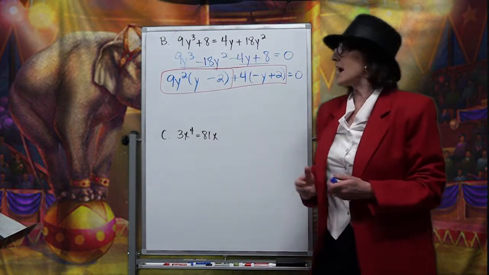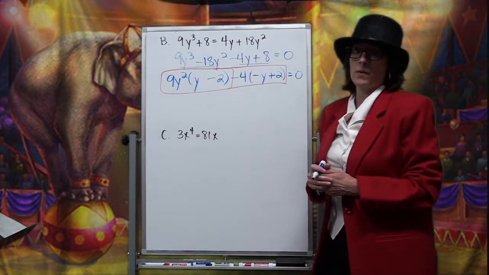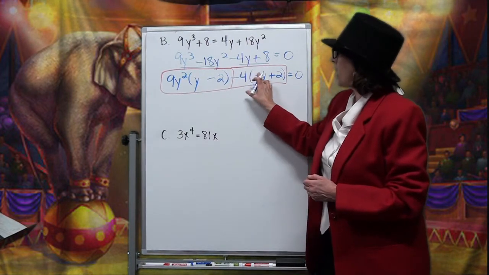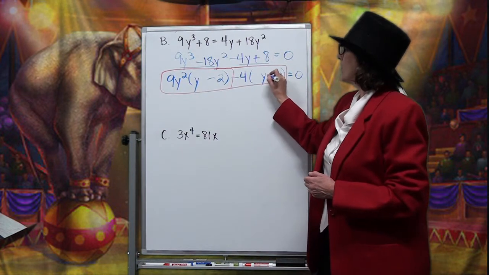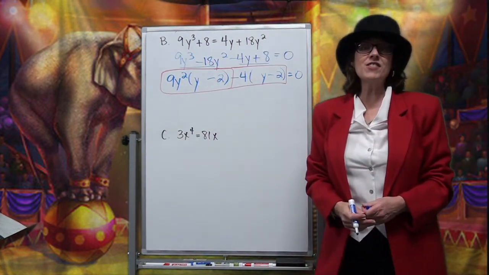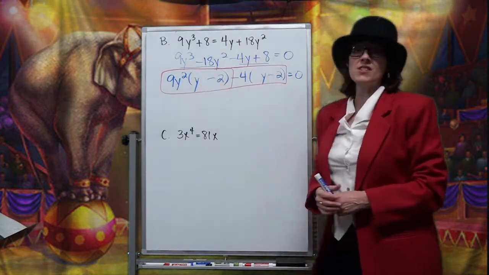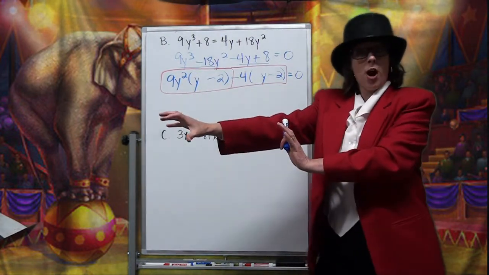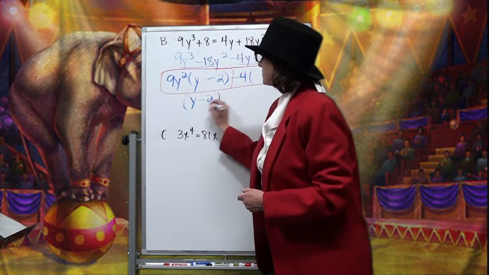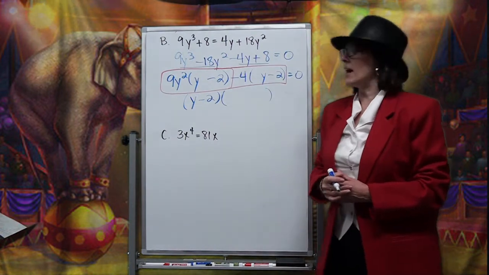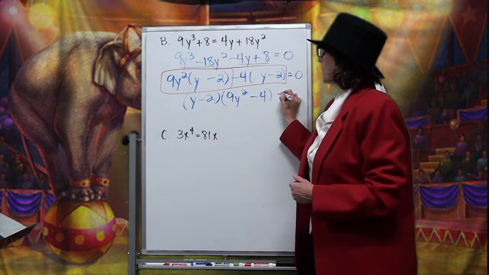Well, in order to fix that, what if instead of dividing out a positive 4, I divided out a negative 4? So when I divide this by negative 4, I get a positive y. And when I divide this by negative 4, I get a negative 2. And voila, I have the same thing in both of those parentheses. So now that I've got identical parentheses in both the boxes, I'm going to divide that common parentheses out. So my y minus 2 will be divided out, and I'm going to write down in parentheses what's left. I'm left with a 9y squared and a negative 4.